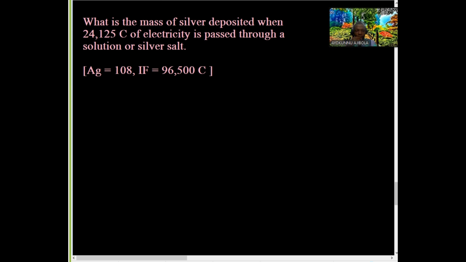Silver plus one electron, because of the charge on it, will give us the silver neutral. So it is 1 mole of silver.